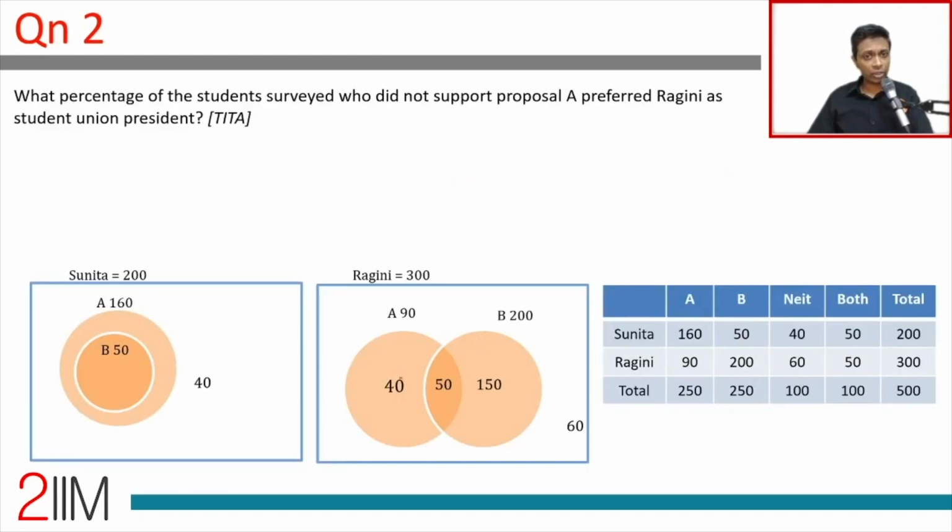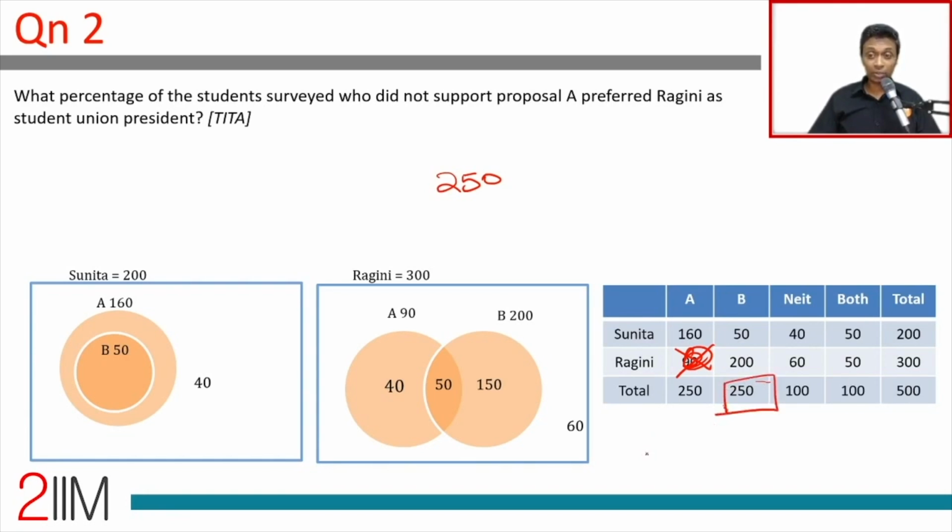What percentage of the students surveyed who did not support proposal A preferred Ragini as student union president? Who did not support proposal A? That means proposal A 250 supported, did not support is 250. That means we are leaving out this box. Who did not support proposal A, sorry, not this part, did not support. So leaving out A, the remaining 250 we're keeping in mind. Wonderful.